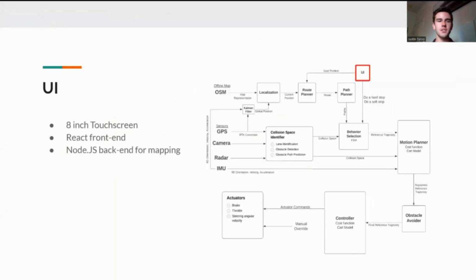I'll now talk about the user interface portion of our project. Ultimately, we're going to have an 8-inch touchscreen mounted onto the dashboard of the golf cart. We just created an initial prototype in Sprint 3 consisting of a React front end, and we are planning on utilizing Node.js on the back end for the live mapping and to allow serial communication between the touchscreen and the embedded systems, ultimately allowing the user to interact with the cart, starting and stopping and planning routes. I'll now proceed to a demo of our initial UI prototype.